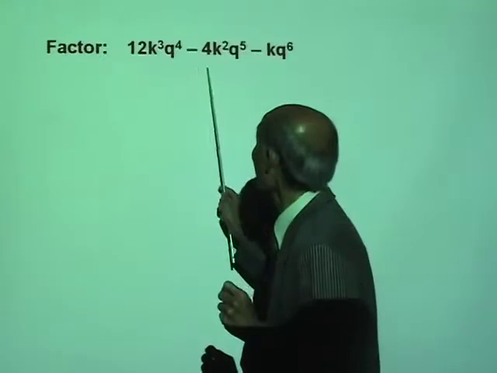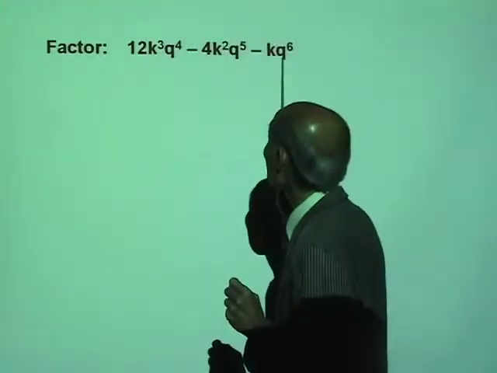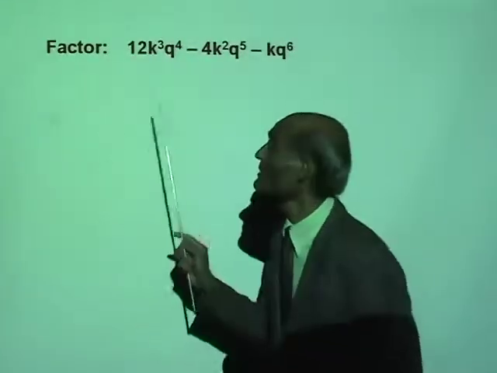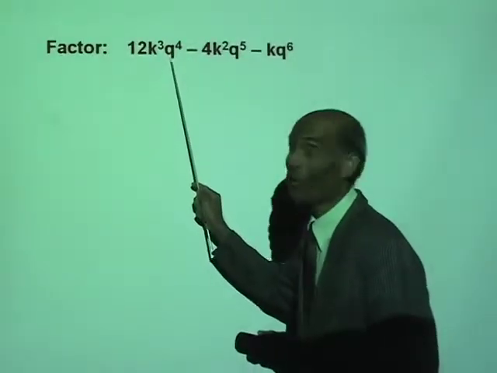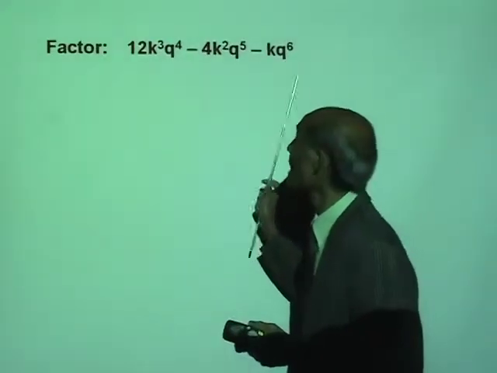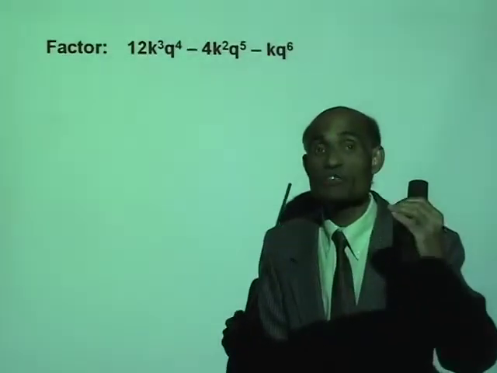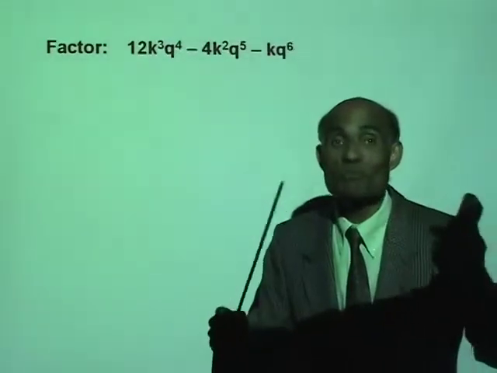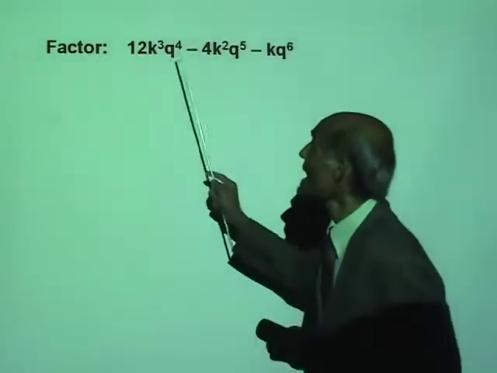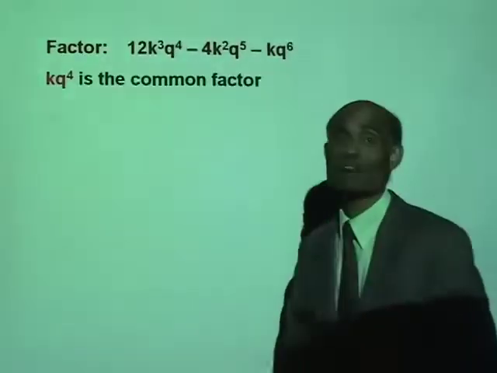q to the power of 4, q to the power of 5, q to the power of 6. What is the common factor there? The common factor is the one that has the lowest power. q to the power of 4 is the common factor. That means k q to the power of 4 is the common factor.